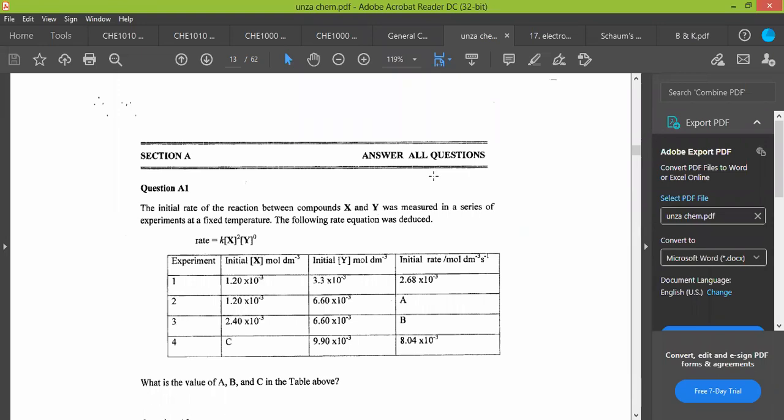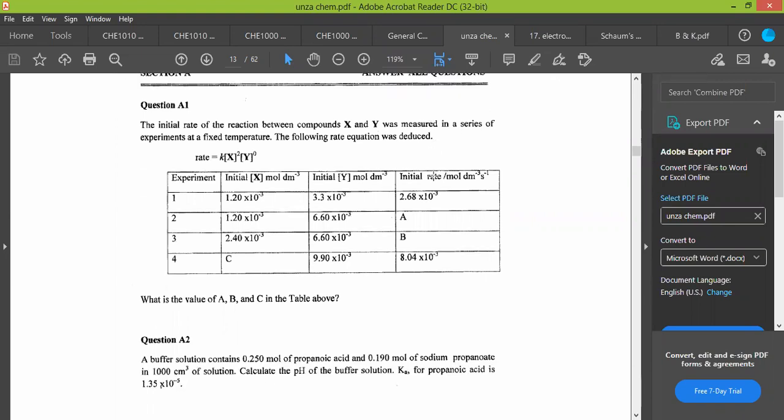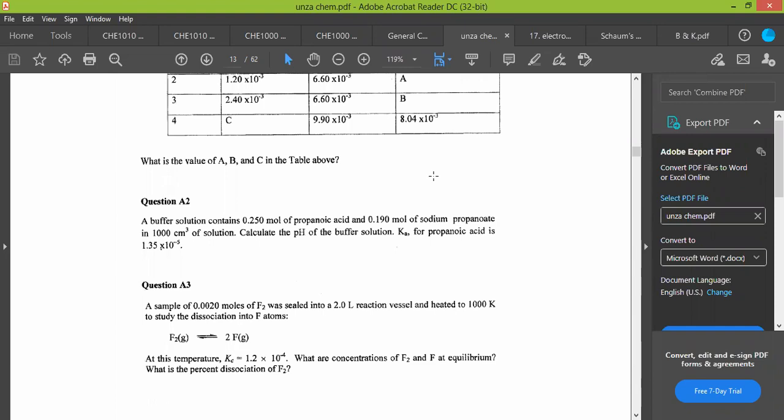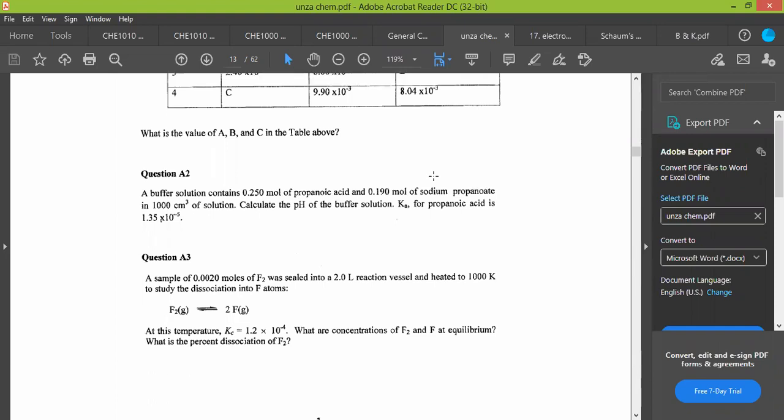So the initial rate is supposed to be this and that. What is the value of this and this and this? So these are simple, straightforward questions, actually.